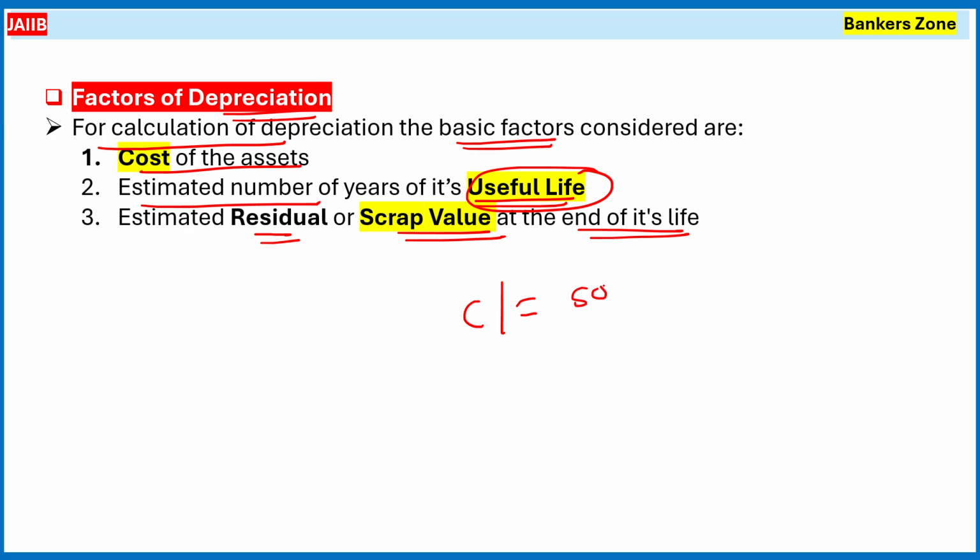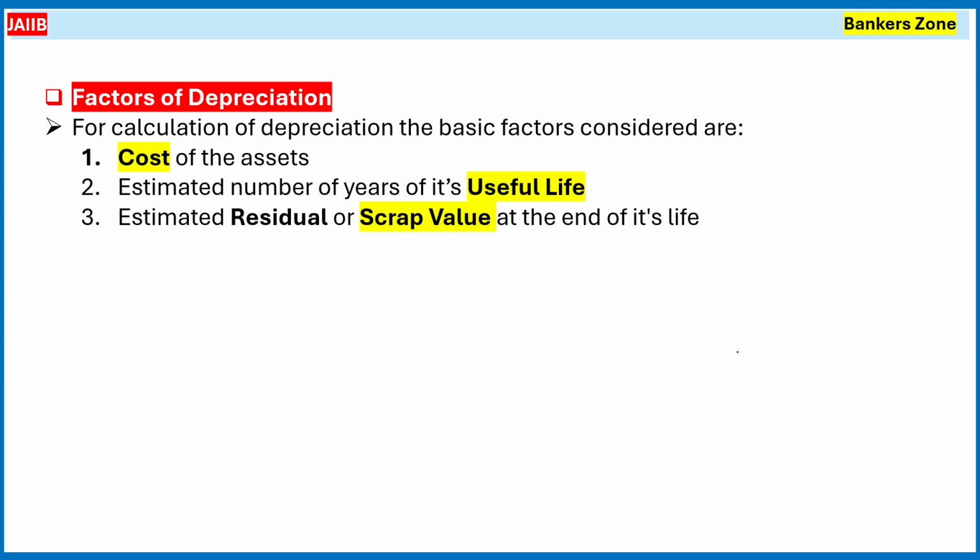For example, you purchase an asset at say 5 lakh rupees, right? What is useful life? Meaning it will be used for 5 years of time, and scrap value means after 5 years the scrap value will be say 10,000. It is simply the scrap value, also called the salvage value or the residual value. Okay, very simple. So based on that we can calculate the depreciation.